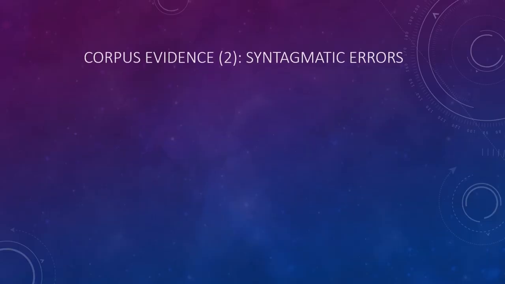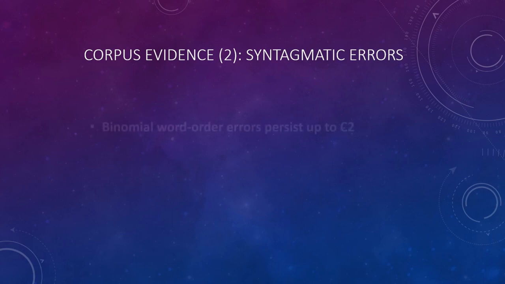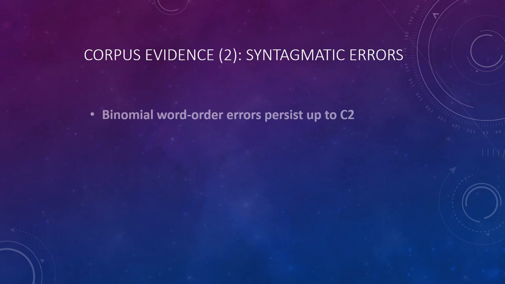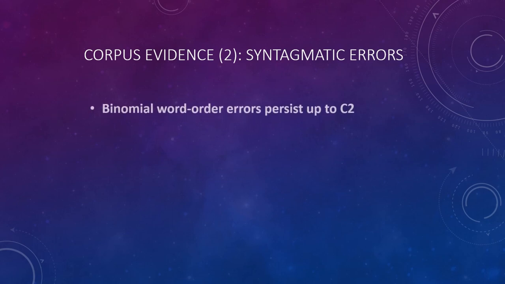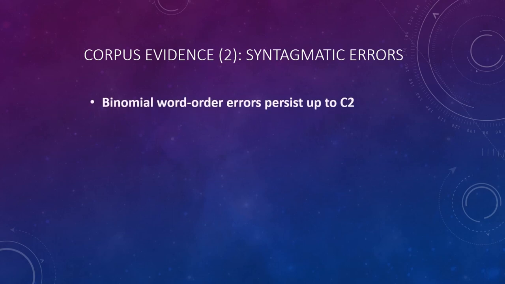We don't say chips and fish. We don't say white and black. In English, we say black and white. Here we can see some errors that learners have made at levels up to the C2 level of the Common European Framework of Reference.